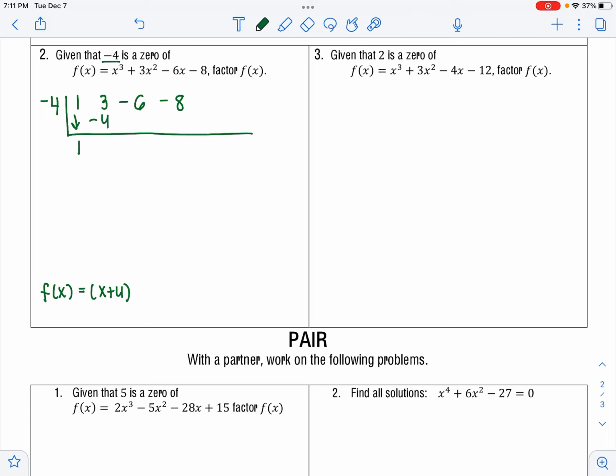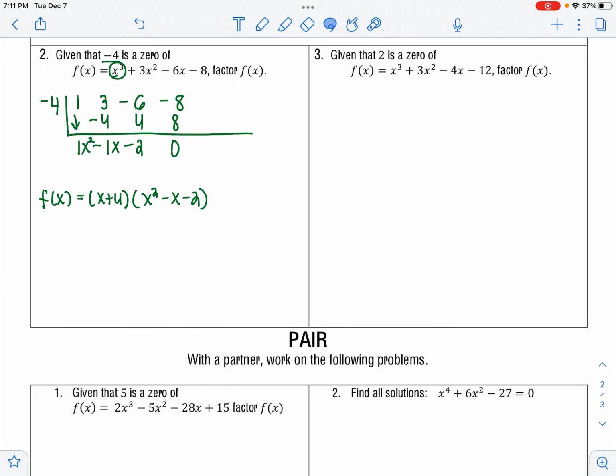I'm going to drop the 1, multiply by negative 4, and get negative 4. Add, I get negative 1. Multiply, I get 4. Add, I get negative 2. Multiply, I get positive 8. Add, I get 0. Remember, this started off as a cube, so this is a square, linear term, constant. So my other factor is x squared minus x minus 2.